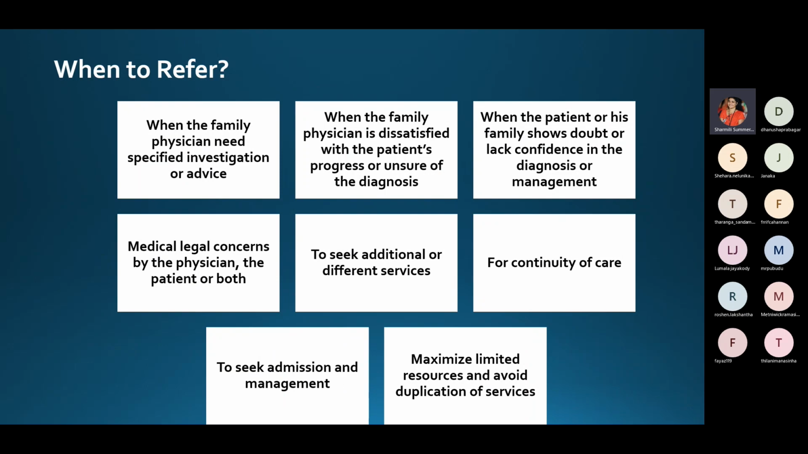When the patient or his family shows doubt or lack of confidence in the diagnosis or management. On the opposite side, sometimes the family may have some kind of doubt that the family physician is not giving proper management, or is not competent enough to sort out the health issues. So if the individual, the patient or family, develops suspicious thoughts about the family physician, then they need to go for referrals. That means they need to shift the care management. In that sense, the individual or family members may ask, please refer me for these things.